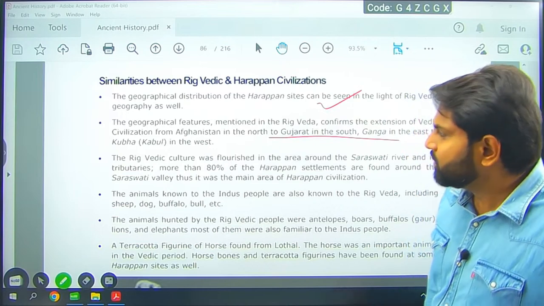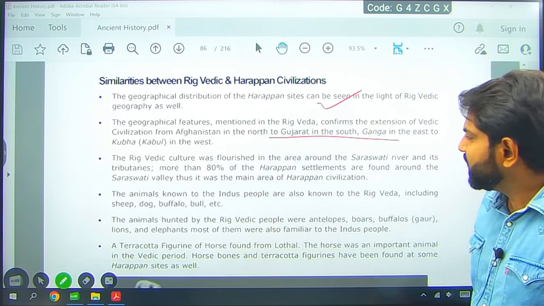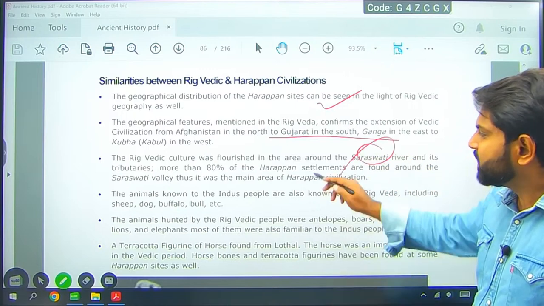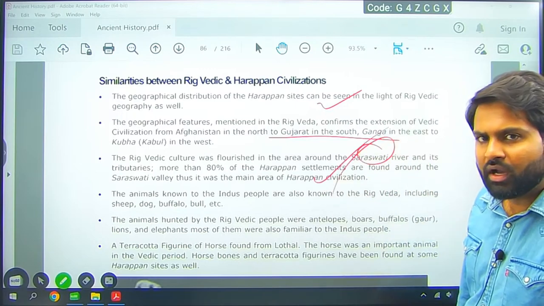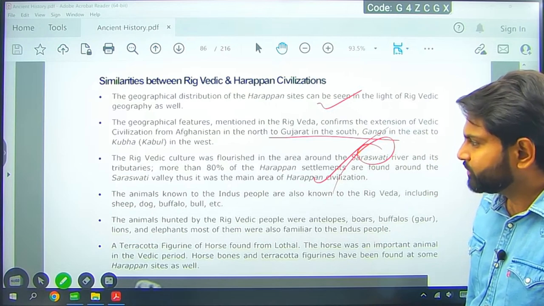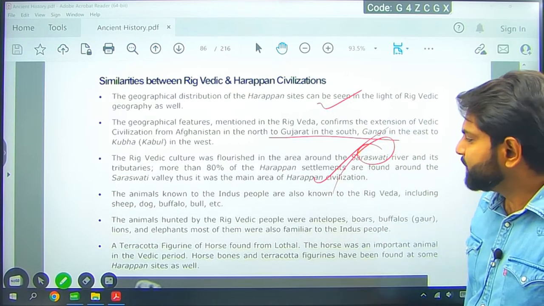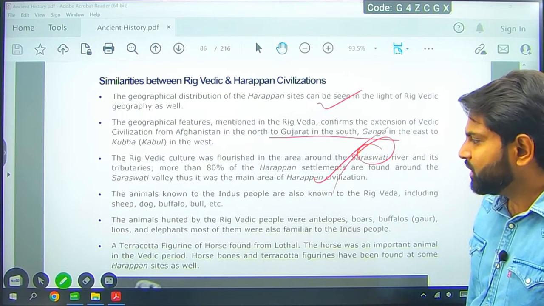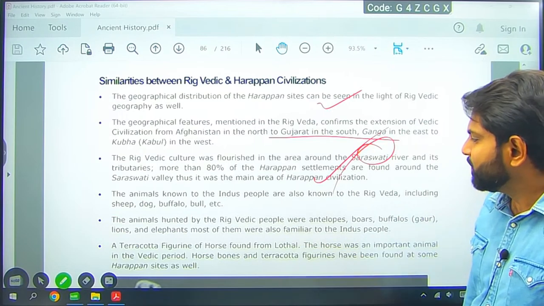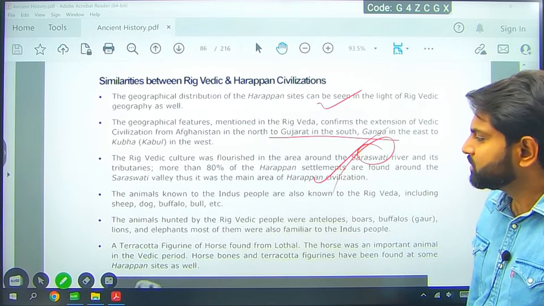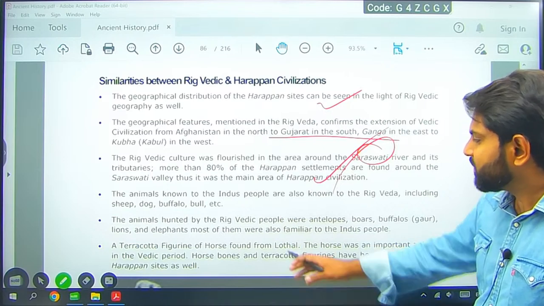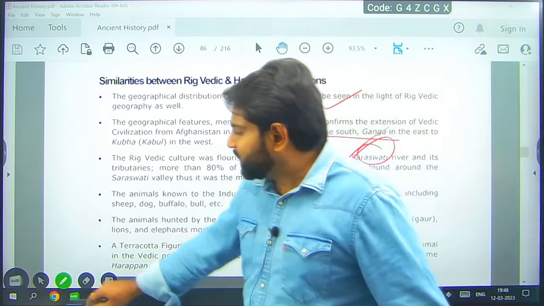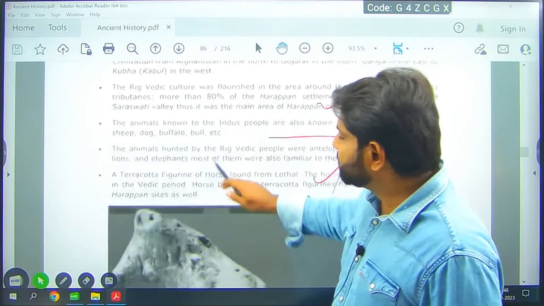Rigvedic culture flourished in the area around the Saraswati river and its tributaries. More than 80% of Harappan settlements are found around Saraswati. Now, the animals known to the Indus people are sheep, dog, buffalo, bull, etc. The animals hunted by the Rigvedic people are antelopes, boars, buffaloes, gaur, lions and elephants. Most of them were also familiar to the Indus people. The domesticated animals and the grains they had are similar.